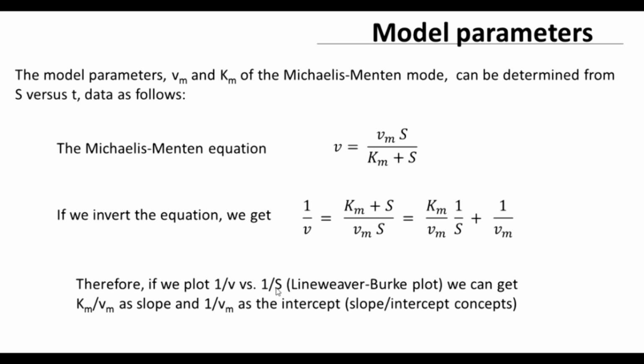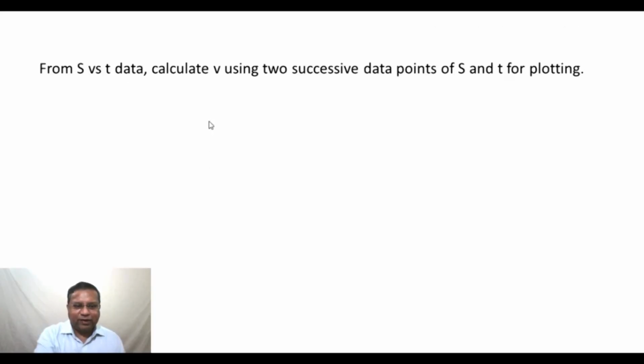A plot of 1 by V versus 1 by S, which is called the Lineweaver-Burk plot, gives us Km by Vm as the slope and 1 by Vm as the intercept. From S versus T data, calculate V using two successive data points of S and T for plotting, because we have substrate concentration versus time. The rate is delta S by delta T over that short interval, and we assign that delta S by delta T to the midpoint of the time.